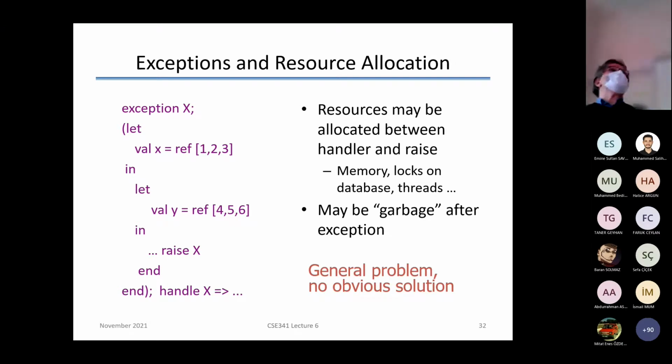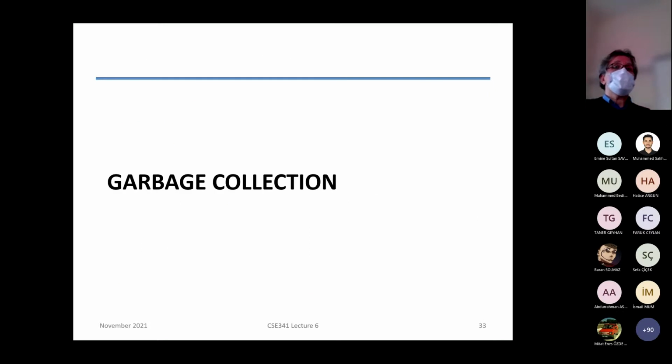Now, of course, this is not an easy thing to do, because the exception in that particular expression may have happened because of some hardware error, like a memory allocation. And in those cases, you need a solution for these types of things as well. These are general problems, but there are no obvious solutions. And let's discuss a little bit about what may happen with the memory.